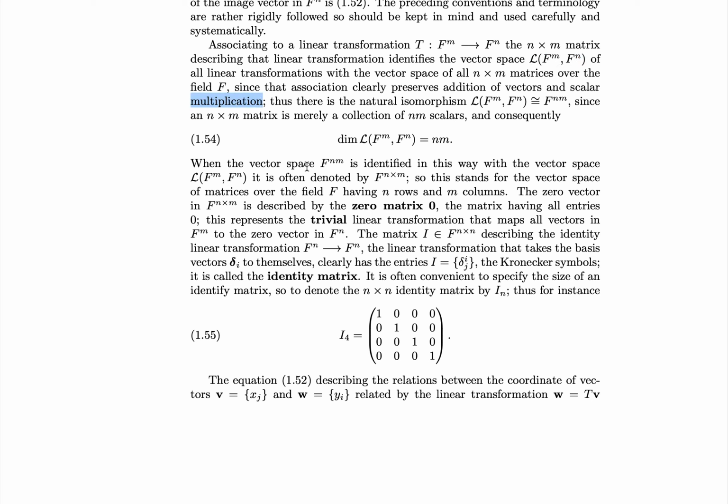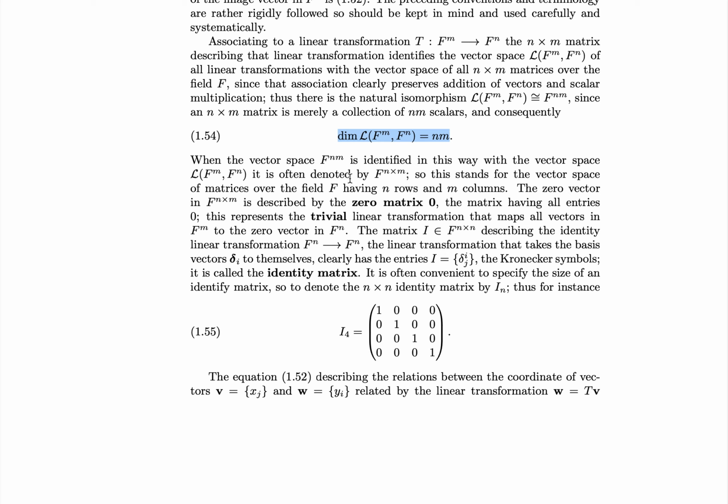That is, for any matrix, you can add it to another matrix, and you can scale it. Thus, there's a very natural isomorphism between the set of linear transformations from F^m to F^n and F^nm. You can consider F^nm either as a set of rectangular arrays containing n times m elements, or as a single list with nm elements. This is because matrices are simply a collection of nm scalars, and therefore the dimension of the set of linear transformations from F^m to F^n is equal to nm.